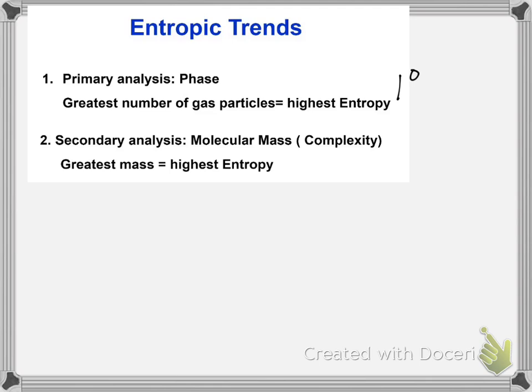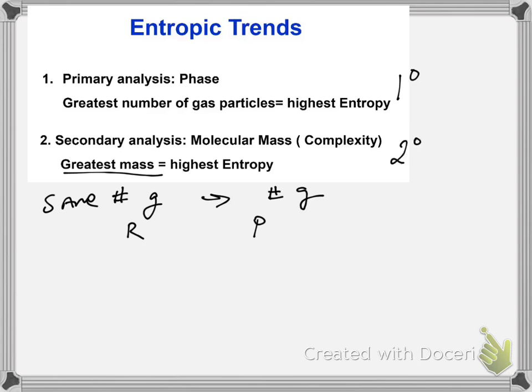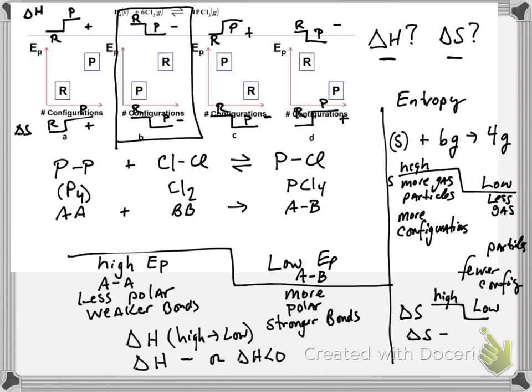Secondary analysis is used if you have the same number of gases in the reactants as you do in the products. If you have the same number, then what we're going to be looking at is greatest mass. And so we have examples, and this is what we call the secondary analysis. Okay, so these are the tools that we're using, and now we've practiced them.